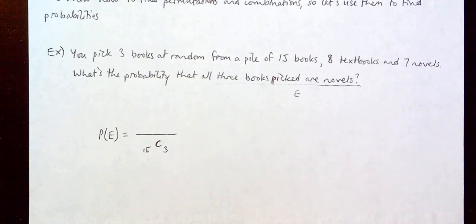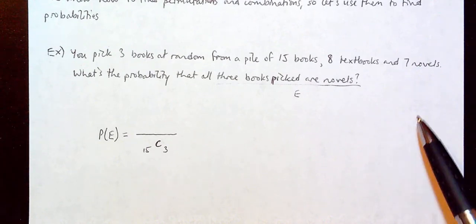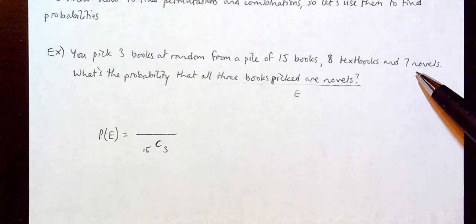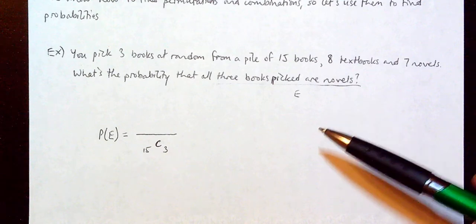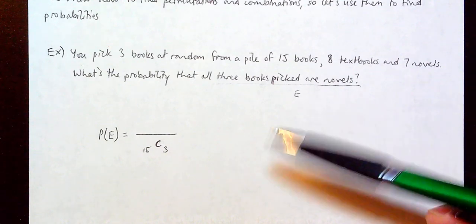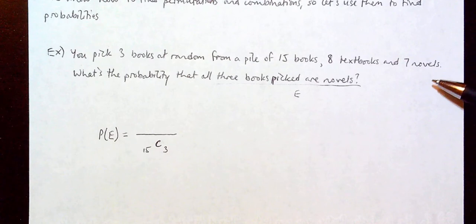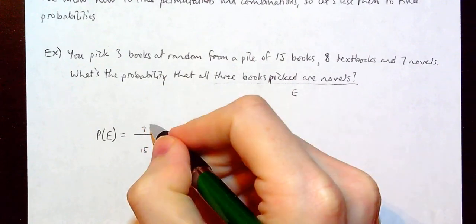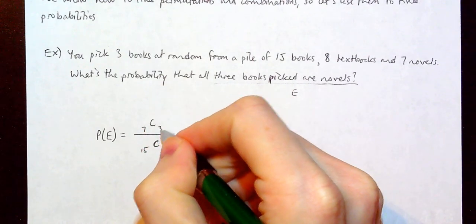On top, the number of outcomes that are in the event E. Again, the event is that all 3 books picked are novels. Well, of the 15 books, 7 of them are novels, and we want to know how many ways we can choose 3 of these 7 novels. So the number of outcomes in the event is going to be 7 choose 3.